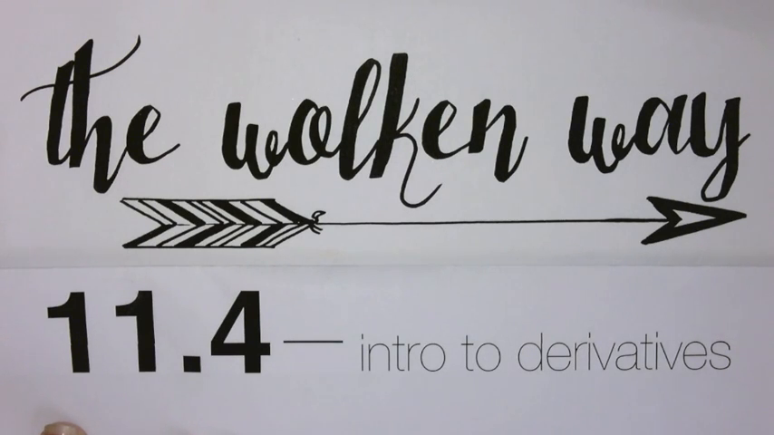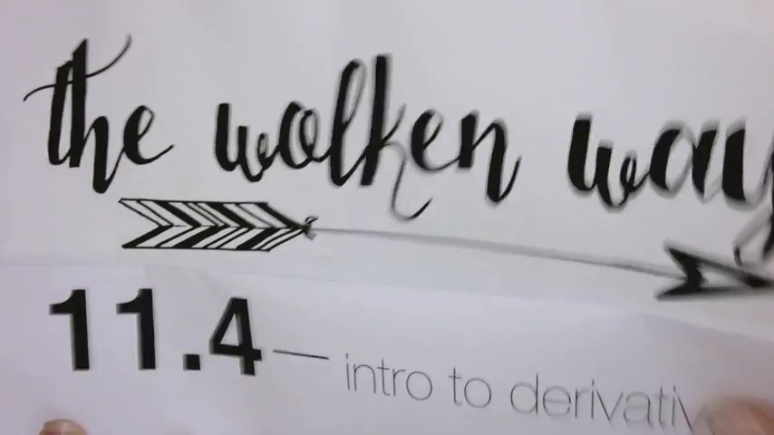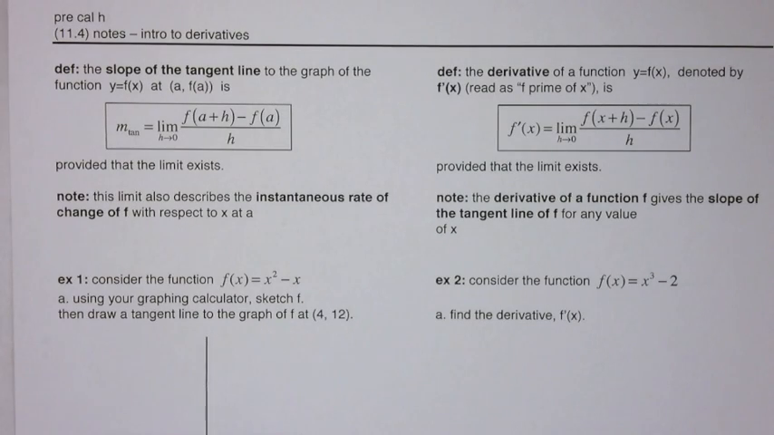Alrighty, today on the Woken Way, 11.4, Intro to Derivatives. Woohoo! So this is calculus stuff, but we are practicing a skill that will then be applied in calculus, hence the name of our class, Pre-Calculus. So today we're doing the slope of the tangent line and the derivative, which are very similar.